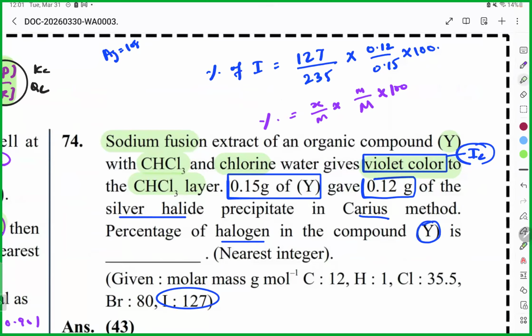But here it was interesting that if you have sodium fusion like NaI and react with chloroform and chlorine water, it will give violet color to the layer. So violet color indicates iodine. This was important. People will think we have to calculate this. No, the formula was very easy. You have to identify whether it is chlorine, bromine or iodine. Only iodine gives violet color.